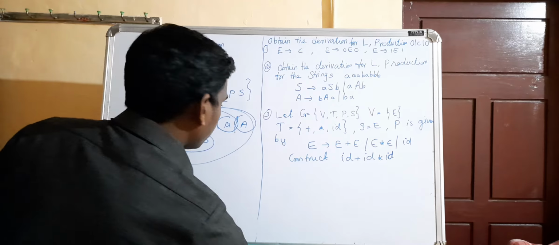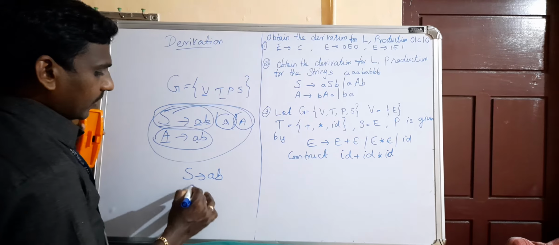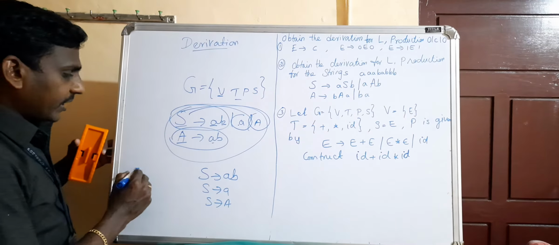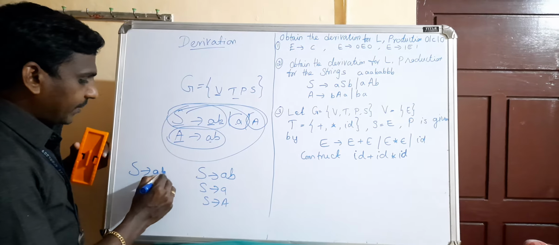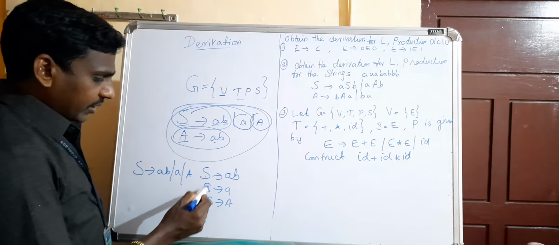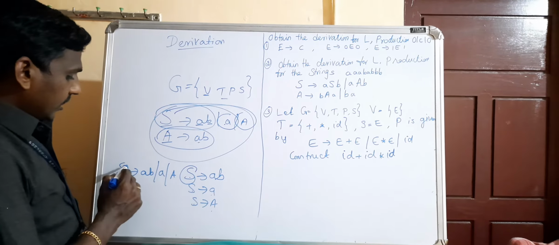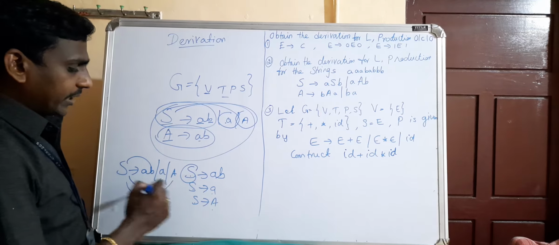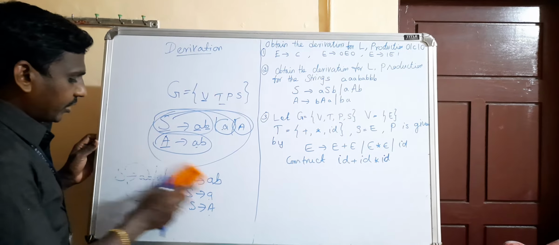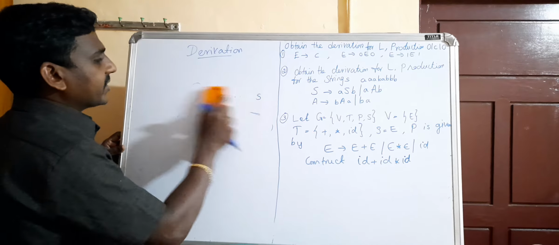You have to understand that productions can be written like S tends to AB, S tends to a, S tends to A. This can be written like S tends to AB slash a slash A. Both are the same, because the start symbol is S, so the variable S has 3 productions. We can also write the slash, but slash is not a terminal. You should remember this. We already discussed this in a previous video class.